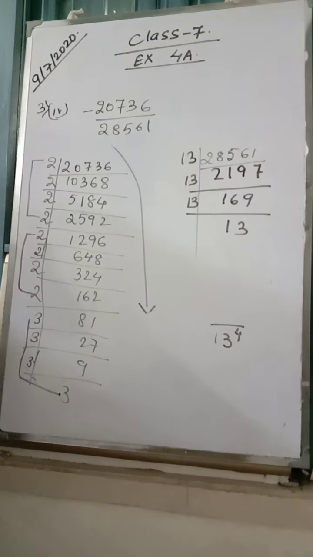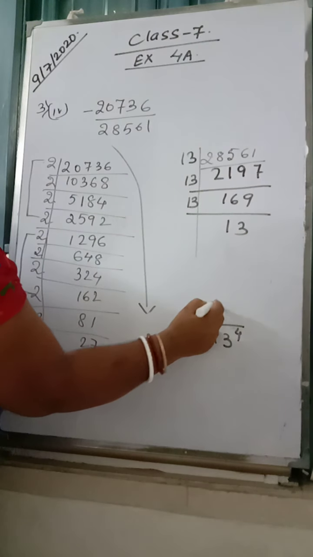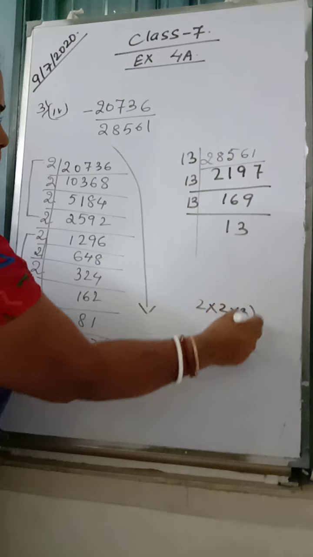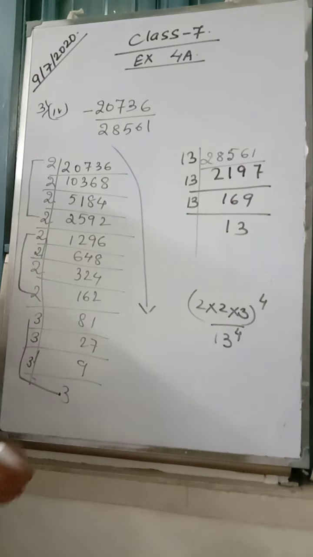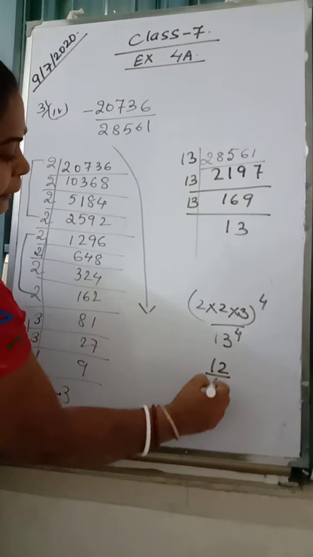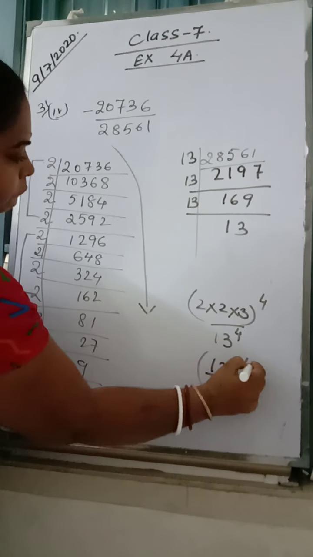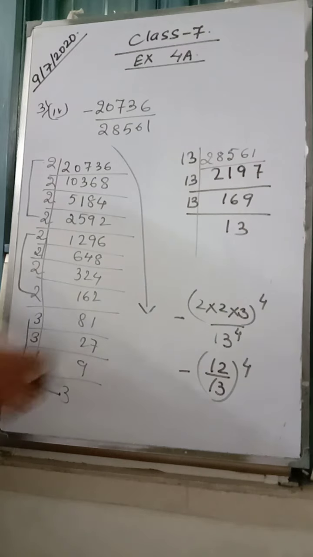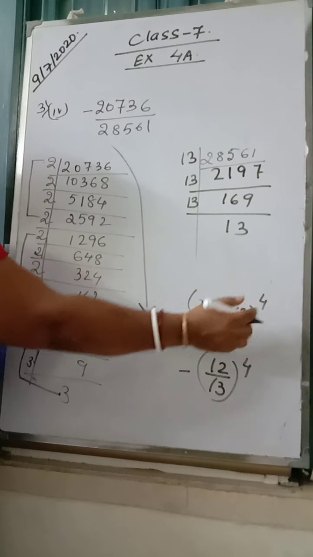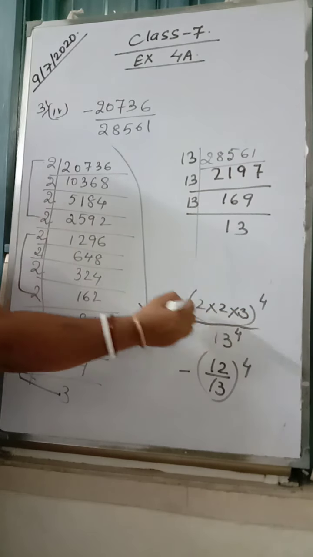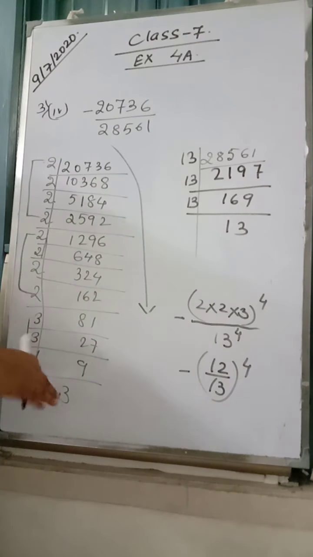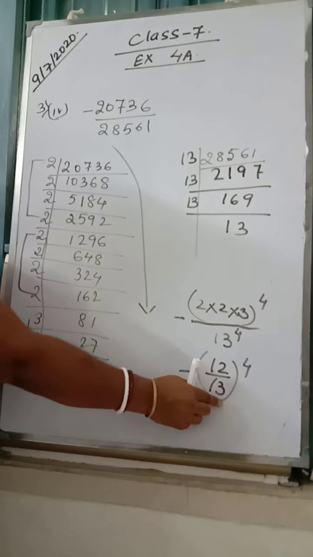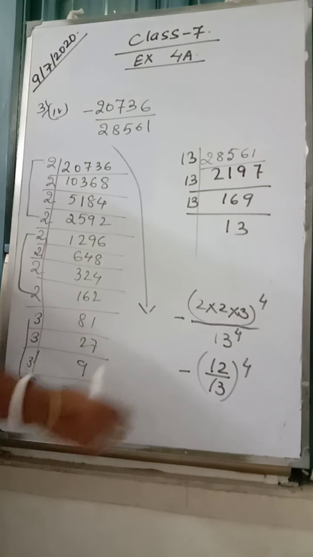So the product of one group, two groups, and three groups, the product of these three groups will be 2 into 2 into 3, to the power 4. It gives you 12 by 13 to the power 4, and there was a minus sign. I cannot include it here because the power is even. Once the power is even, the product will come positive. So we'll write the minus apart from this exponential form. So this will be the answer.